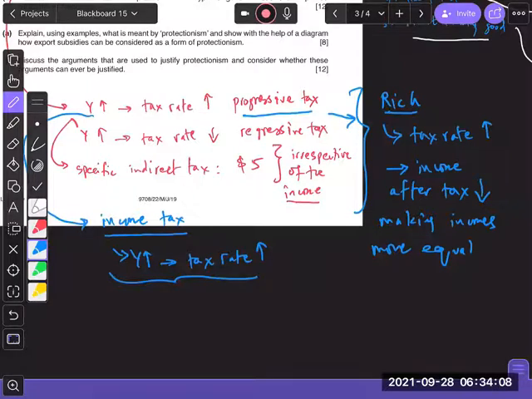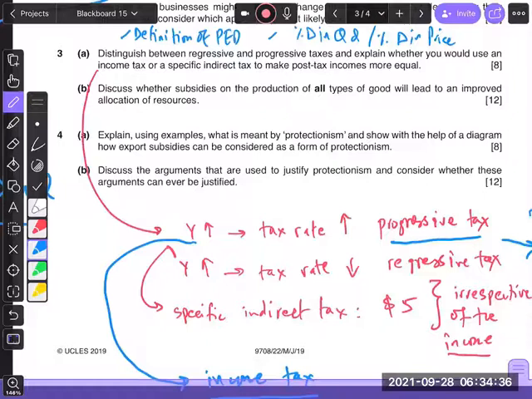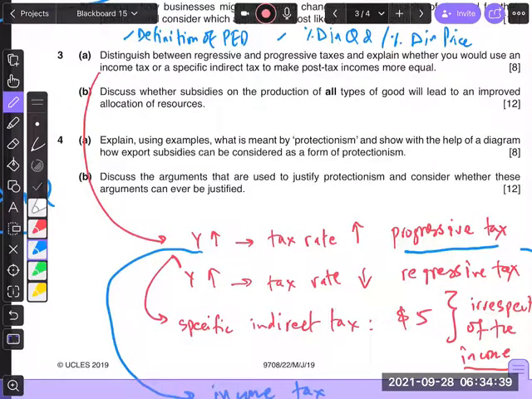So income taxes, which are progressive taxes, can make a more equal distribution of income. While specific indirect taxes are regressive, which means they apply irrespective of the income. So they are unfair because the rich and the poor are paying the same amount of tax. Got it? Are we good? Makes sense? Any questions, guys? Are we good to move on?